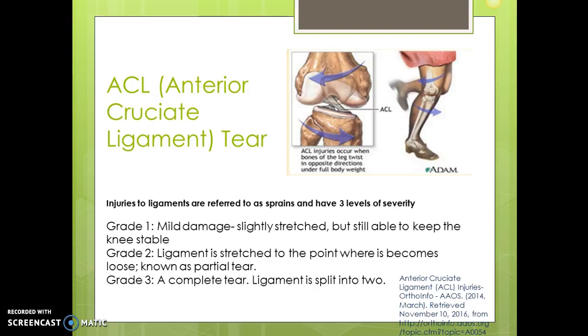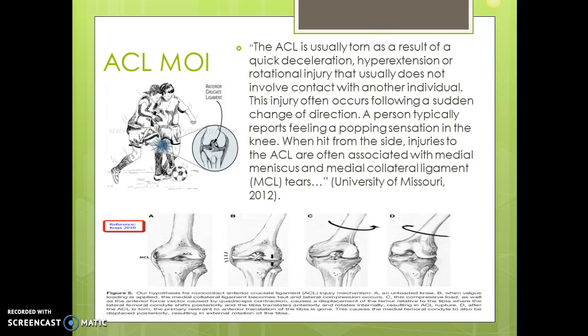So the first one we have is the ACL, which is an anterior cruciate ligament tear. Injuries to ligaments are referred to as sprains and have three levels. Grade 1, mild damage, which means it's slightly stretched but still able to keep the knee stable. Grade 2, it's stretched to the point where it becomes loose, known as a partial tear. Or grade 3, a complete tear. The ligament is completely split in two.